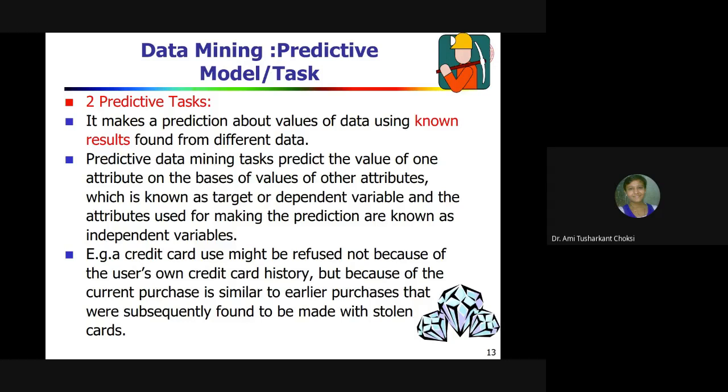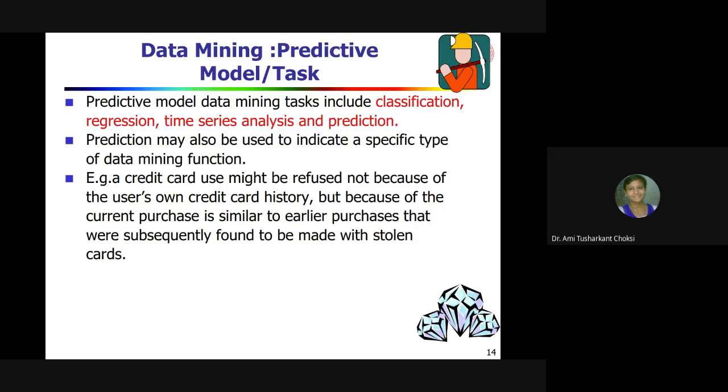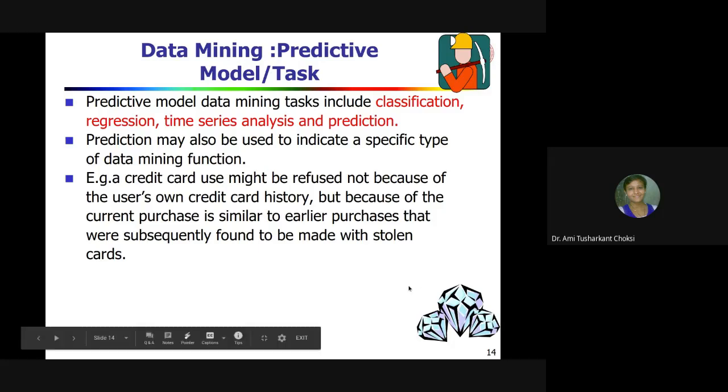So when we are getting secured, we always follow the things, isn't it? So predictive model determining tasks include classification, regression, time series analysis, and prediction. Prediction may also be used to indicate a specific type of data mining function, right? That is what we have talked of: a credit card use might be refused not because of the user's own credit card history, but because the current purchase is similar to earlier purchases that were subsequently found to be made with stolen cards, right? So that is understood very nicely, isn't it?